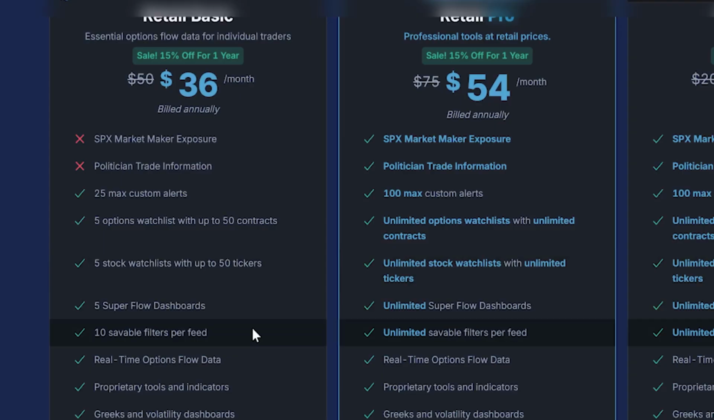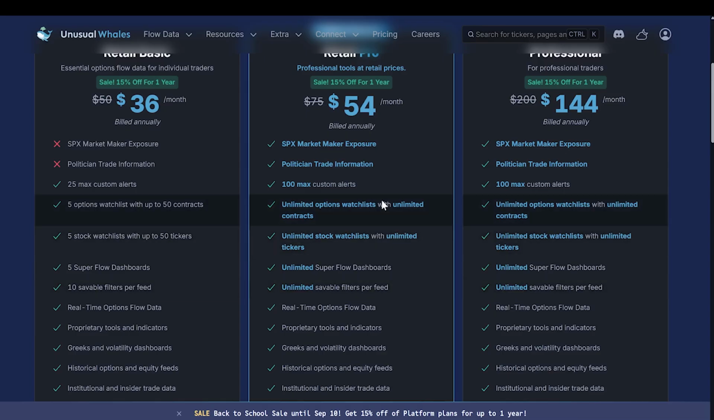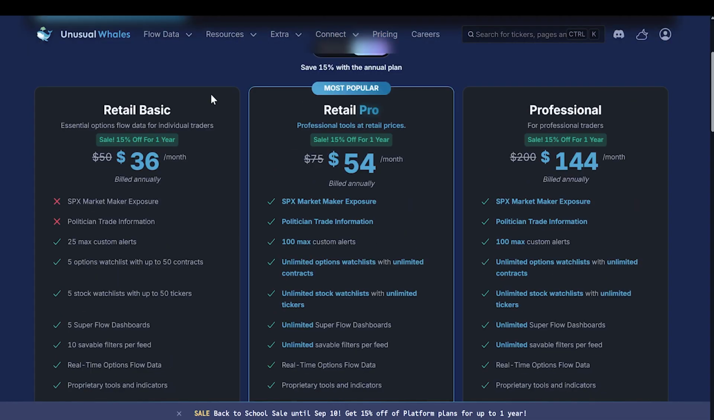Those are really the only limitations on this plan, and those come off with the Retail Pro plan for $54 per month billed annually. My recommendation, if you're interested in Unusual Whales, start out with the Retail Basic plan. If you run into limits and need more filters or dashboards, then you can upgrade to that Retail Pro plan. Overall, I really like Unusual Whales. It's a good alternative to consider to something like Insider Finance, especially if you want more filters, more customization options. But be prepared that this has a much steeper learning curve than Insider Finance, and it's really suited only for experienced traders.